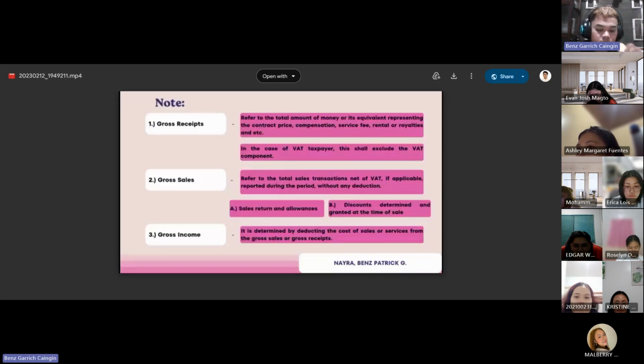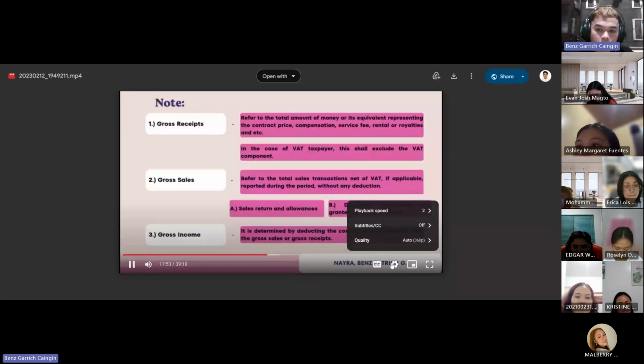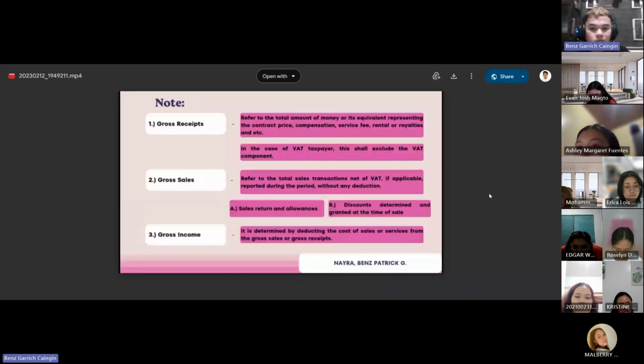Gross receipts refer to the total amount of money or its equivalent representing the contract price, compensation, service fee, rental, or royalty, including the amount charged for materials supplied with the services, and deposits and advance payments actually or constructively received during the taxable period for the services performed or to be performed for another person, except returnable security deposits. In the case of a VAT taxpayer, this shall exclude the VAT component.